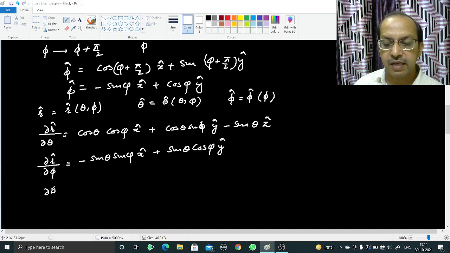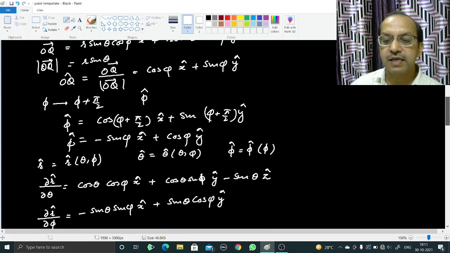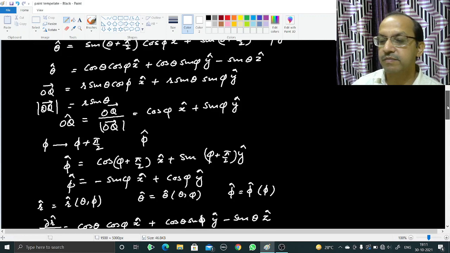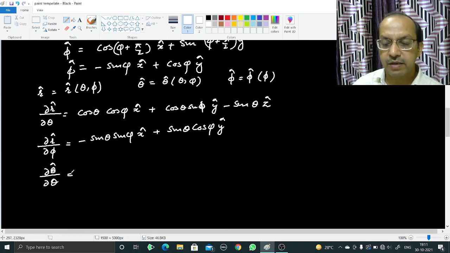Also del theta cap, del theta. Theta cap is also a function of theta and phi. So del theta cap, del theta means it is minus sine theta here and cos theta here. So it will be minus sine theta cos phi x cap minus sine theta sin phi y cap minus cos theta z cap.